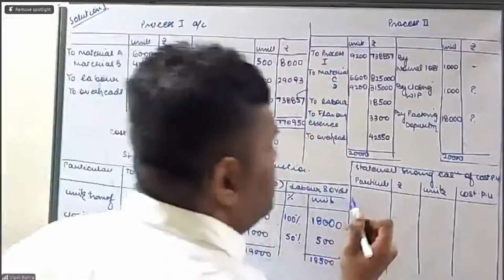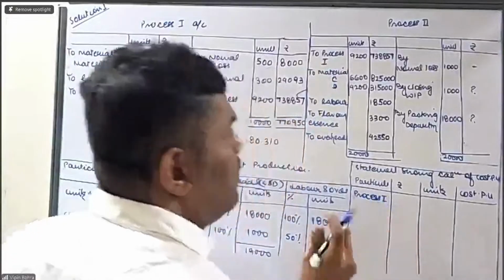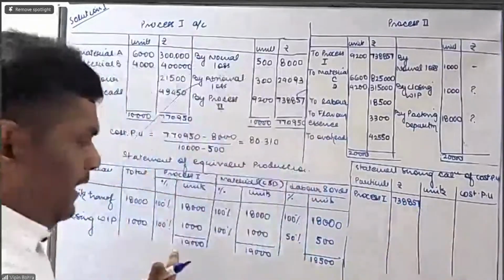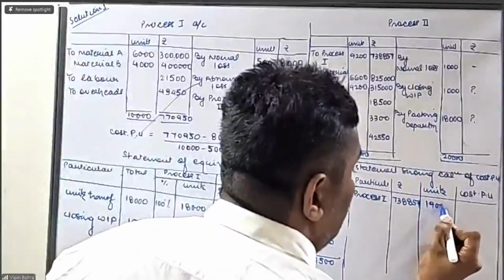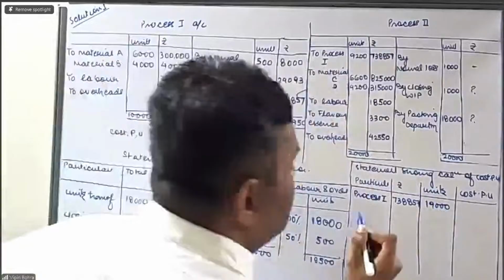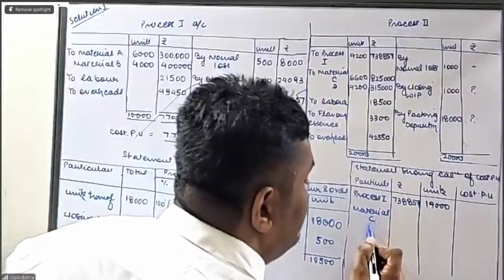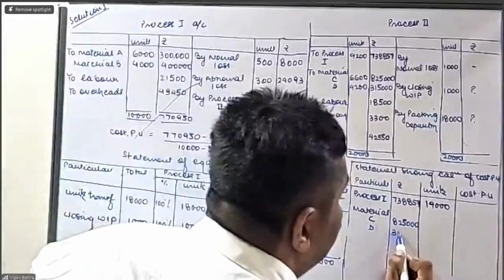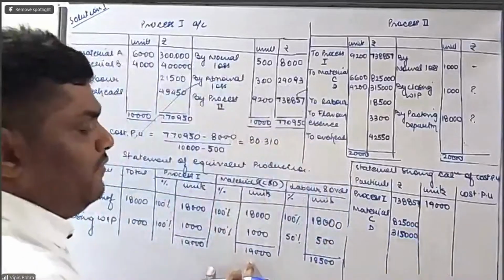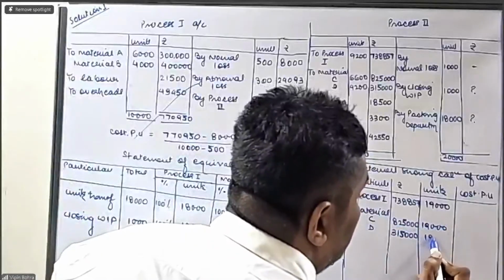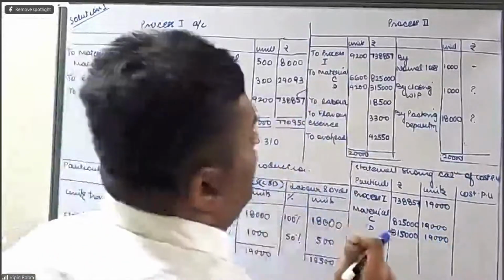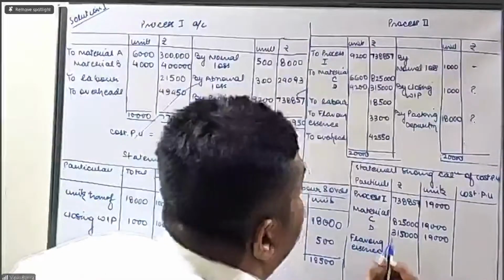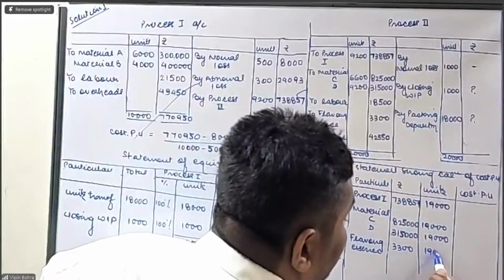So let's start with process first. The material that is received from process first, the total cost is 738857, and the equivalent number of units is 19,000. Second cost is material C and D. Material C is 8,25,000 and material D is 3,15,000, and the equivalent number of units is 19,000 each. Next is flavoring essence. It is 3,300, and again the equivalent number of units is 19,000.